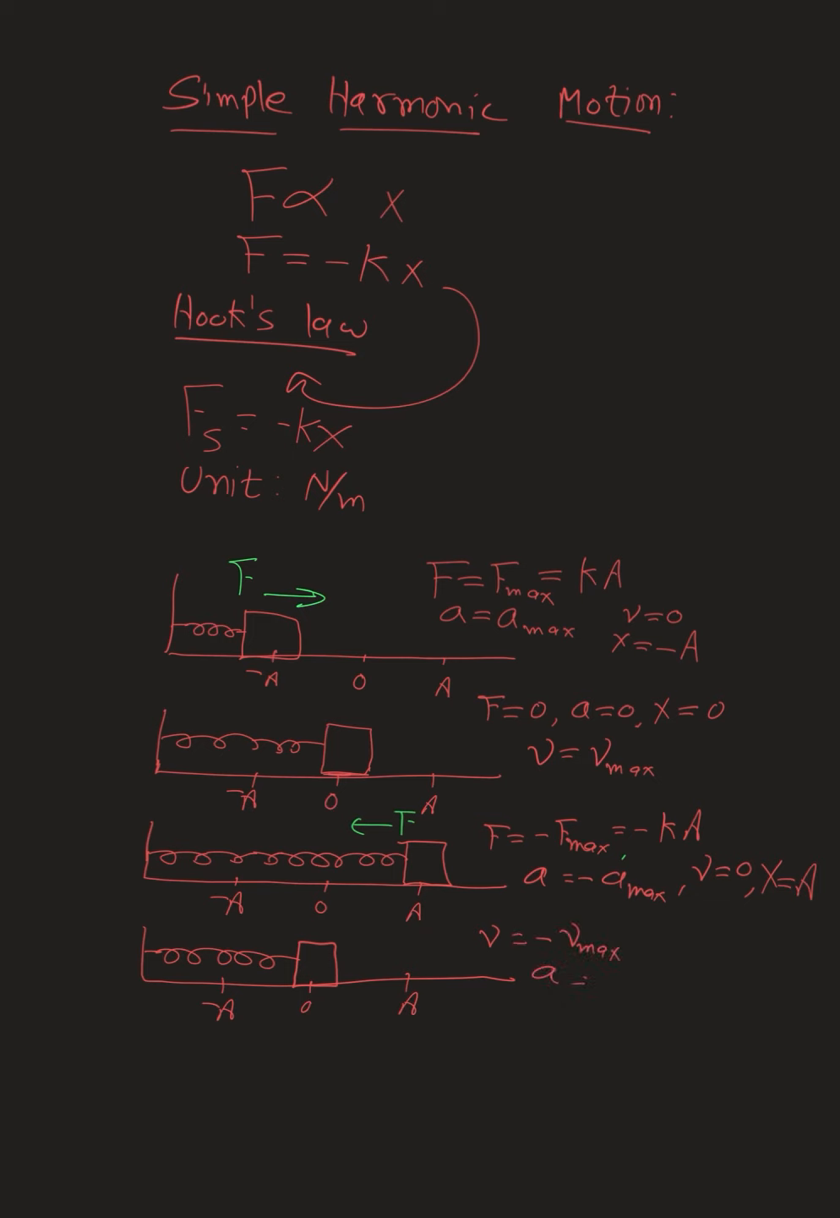Your acceleration is going to be zero at that point because there's no change in velocity. Your force is zero because nothing is forcing at that point, at that location. Your displacement is zero and such. Right? So you can see the block spring system is going back and forth between the amplitude A and minus A, and how their force and acceleration is changing.